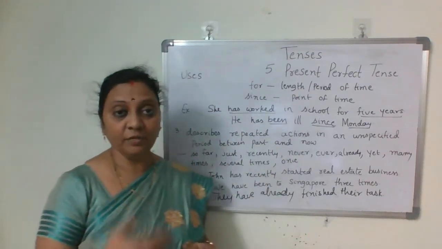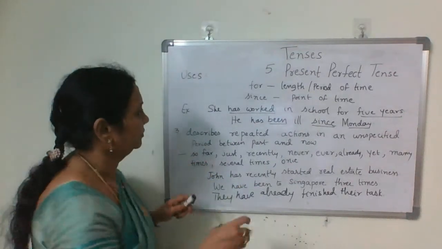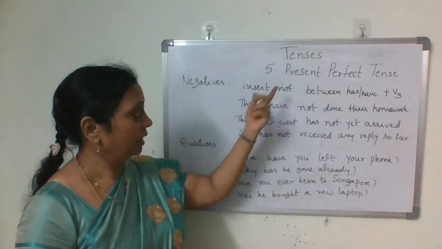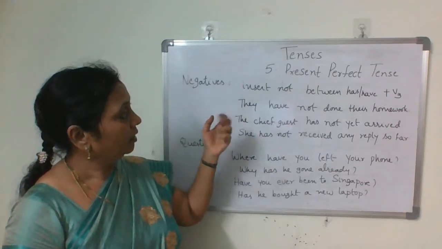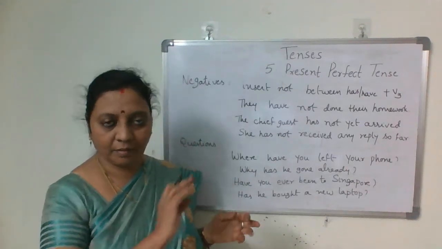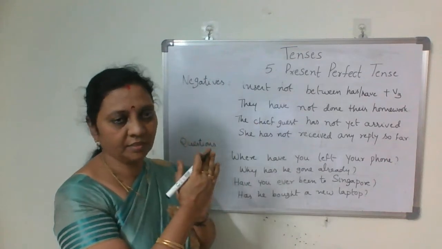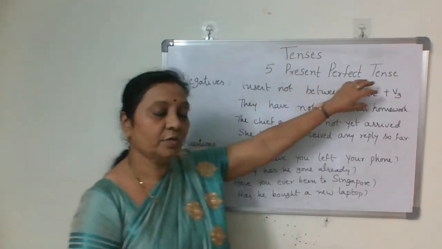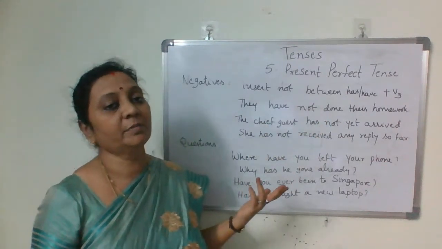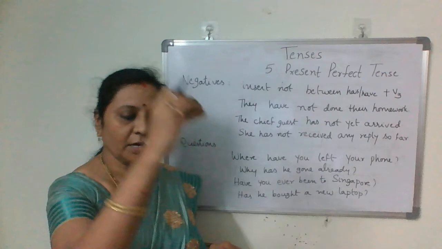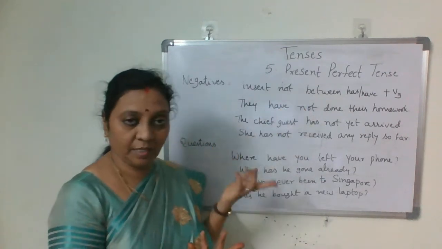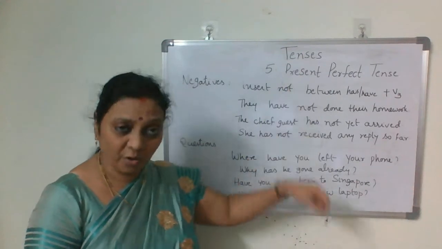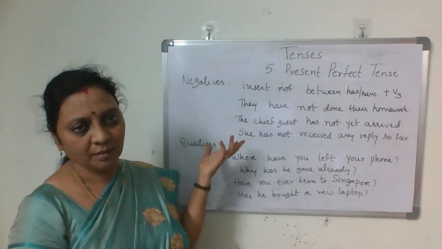And now let us look at negatives and questions. Negatives: how do we use negatives in present perfect tense? Very simple. The structure is subject plus has or have plus V3 plus object. Between has or have and V3, if you insert not, it becomes a negative sentence. They have done their homework; they have not done their homework. So inserting not makes a negative sentence.